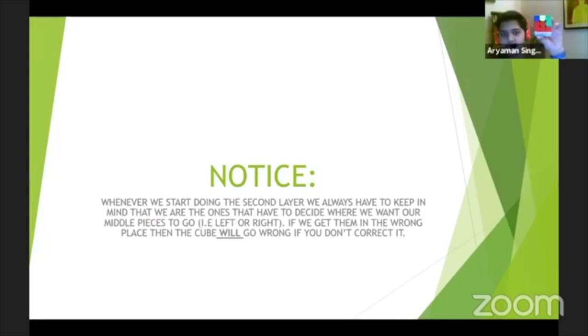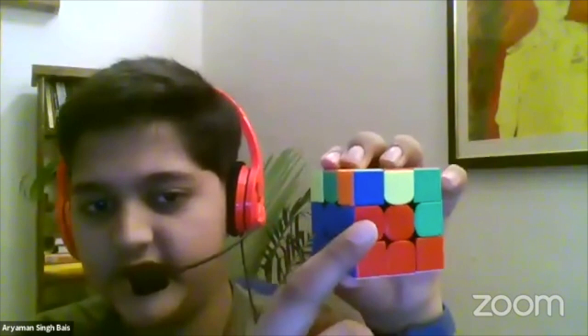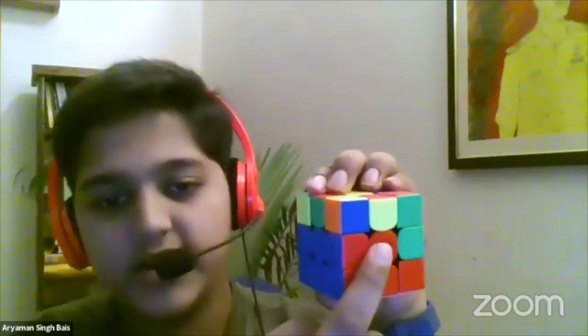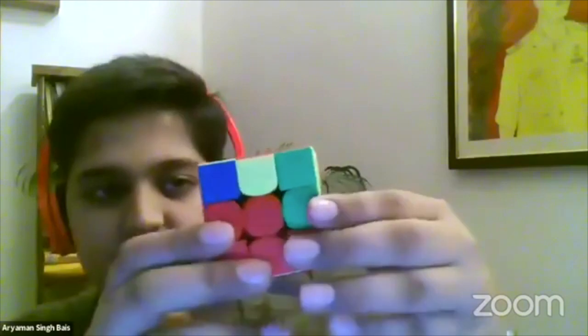Okay, you see me? See, this is how it should look when the middle piece is in the right position. The red side is corresponding to the red center and the blue side is corresponding to the blue center. Okay, now that's one case.